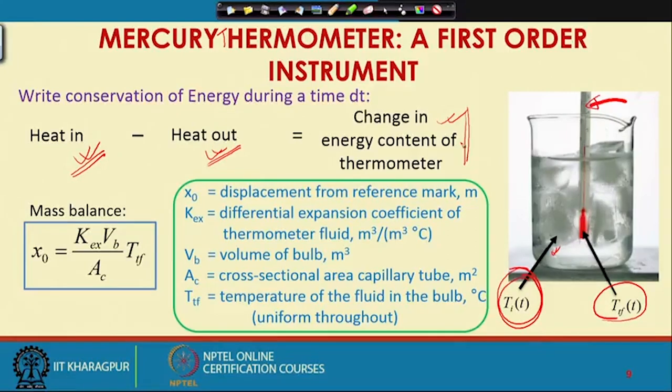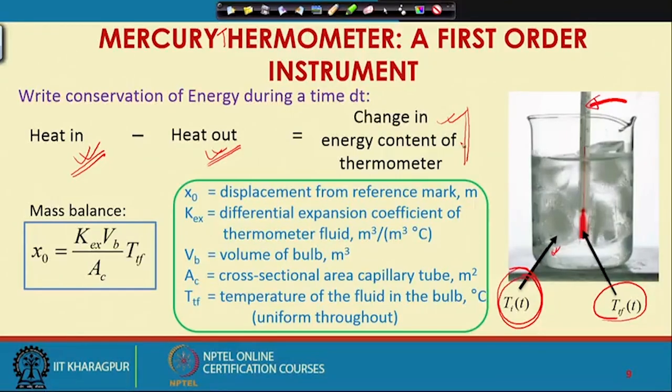Let us also assume that the physical properties of the thermometer fluid or mercury do not change with time. So, density of the mercury does not change with time, specific heat capacity does not change with time, and so forth, all physical properties remain constant.